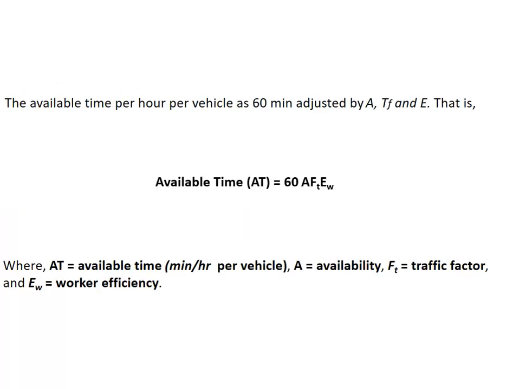The available time is the one which is important. We make the standard available time 60 minutes by adjusting A, TF and Ew. AT is the available time, which we are making 60 minutes per vehicle, A is the availability, Tf is the traffic factor, what traffic it is going to actually have in that particular industry, and Ew is the worker efficiency. All these factors are affecting this particular available time, and we are adjusting that available time to 60 minutes by adjusting this availability, traffic factor and the worker efficiency.